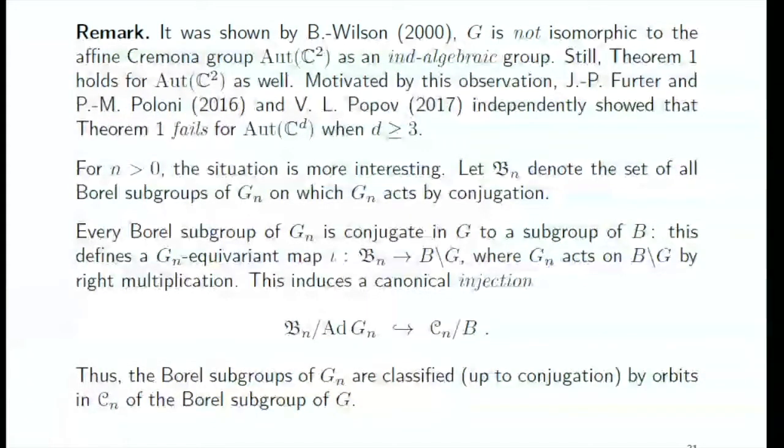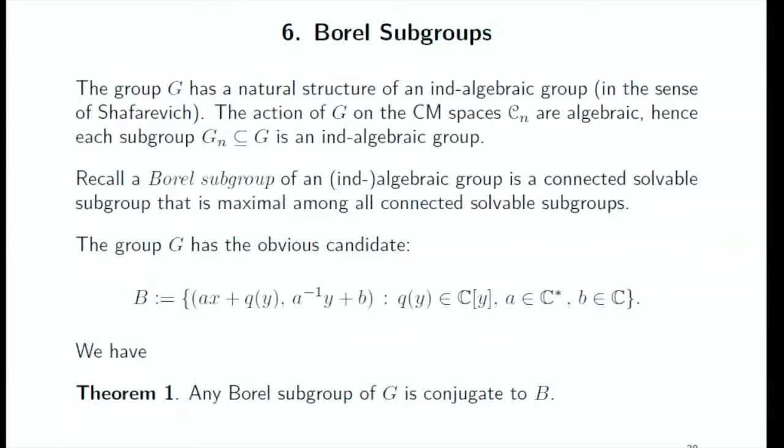As I said, this G is not isomorphic to the Cremona group of C^2 as an ind-algebraic group. Still, for theorem one, the method of the proof holds for the classical Cremona group. And even in that case, it was not known. So even in this classical case, this fact seems to be new.